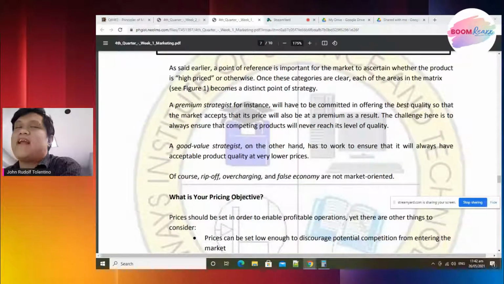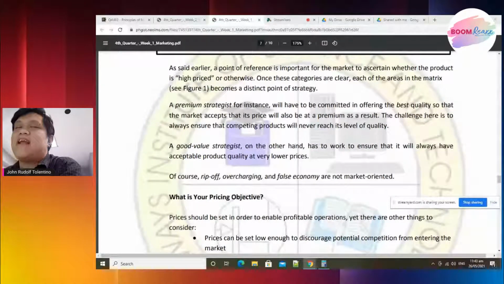Okay, so next natin is the good value strategies. On the other hand, it has to work to ensure that we'll always have acceptable product quality at lower prices. Dapat lower prices lang, walang very, kasi meron pa tayong mas mababa. Anyway, so lower price than the premium grade natin. Syempre, may limit na kaya natin i-offer, hindi natin pwedeng ipantay yun sa premium grade kasi premium nga yun eh. So that's dapat wala siyang comparison doon. So sa good value, dapat doon tayo sa average cost kung tawagin natin.